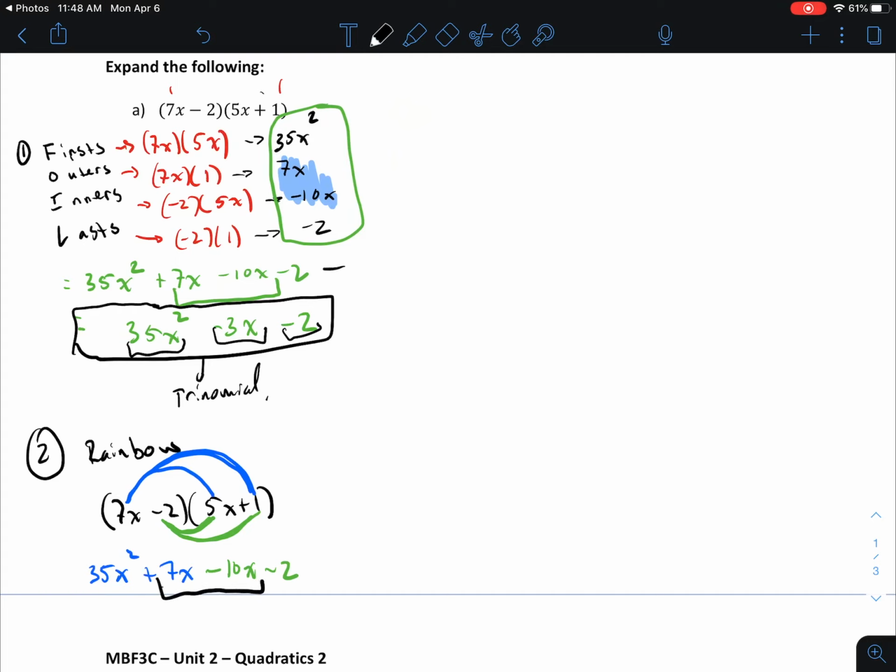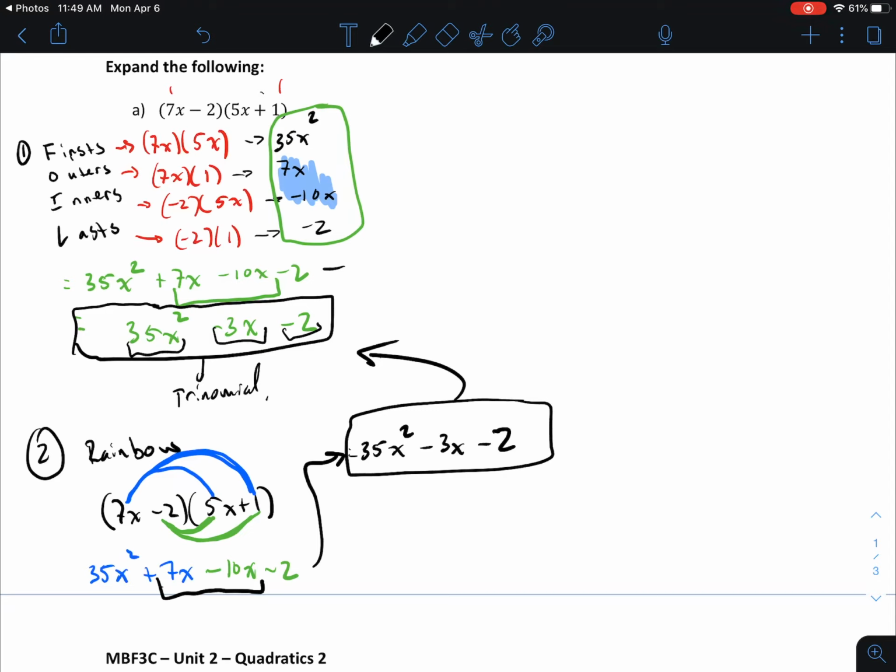Okay, and now, I know it's a little bit disorientating with the colors, but we end up in the same position as we did up here, with arguably less work, if not the same. Okay, it's just you get to choose which method you like. Okay, and so my final answer here, if I collect those like terms in the middle, I should get 35x squared minus 3x minus 2.